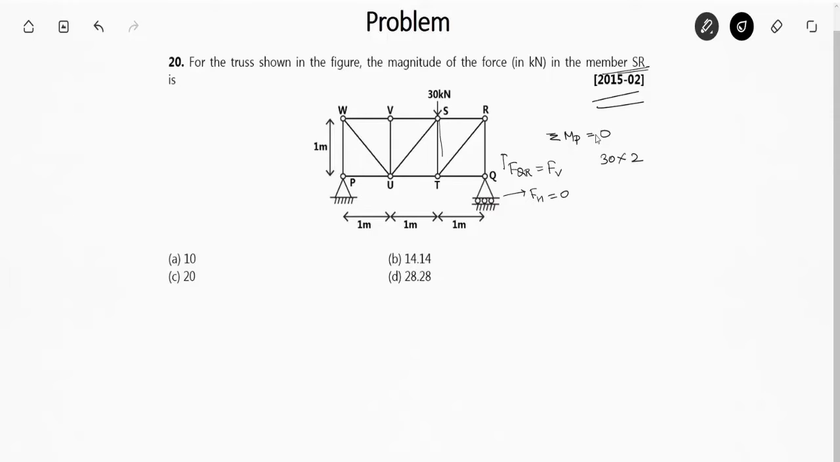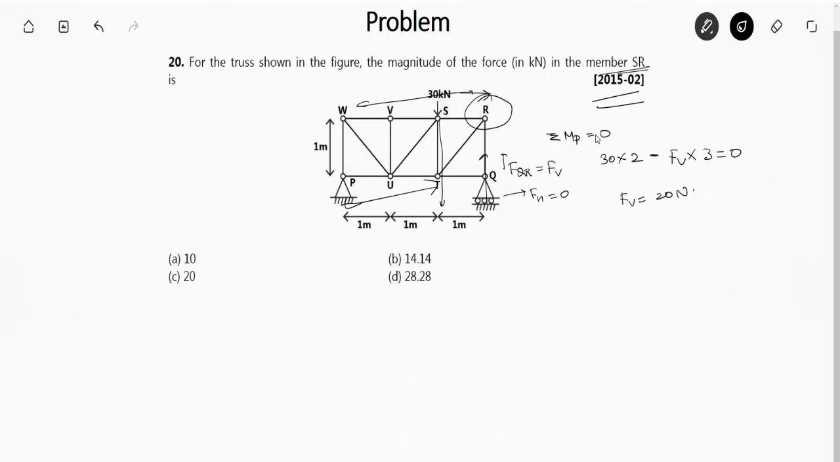If you see 30 into this distance, it is 2 meter, minus of, this is Fv. I will write Fv into this distance, the whole, which is Fv into 3 equals to 0. So Fv will be basically 20 Newton. So now friends, if Fv is 20 newtons, now I will consider this point.